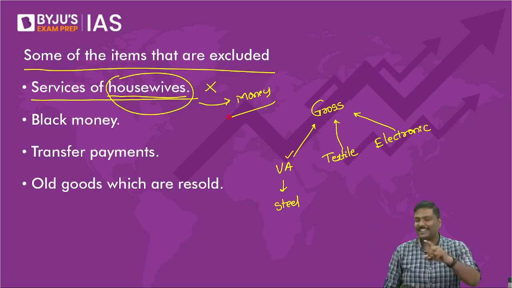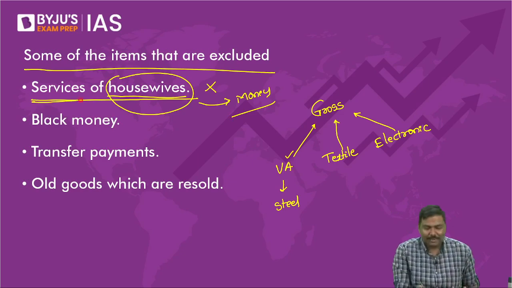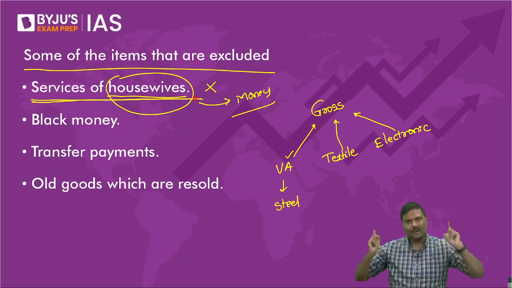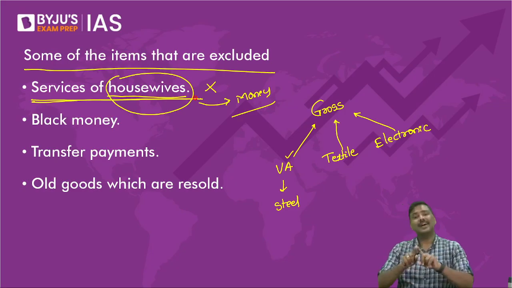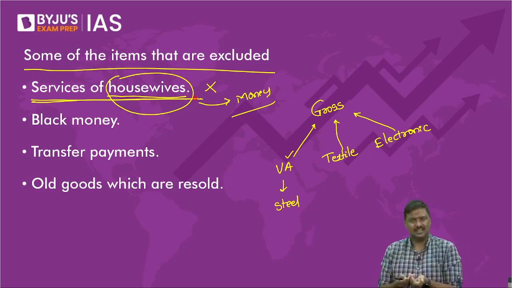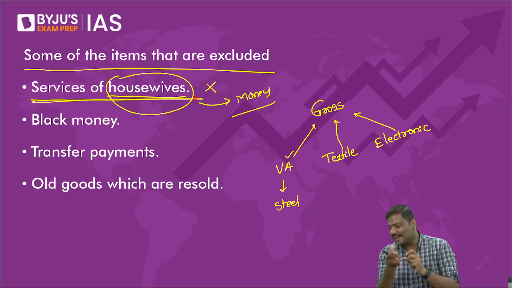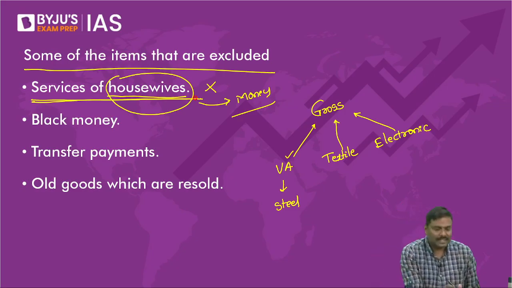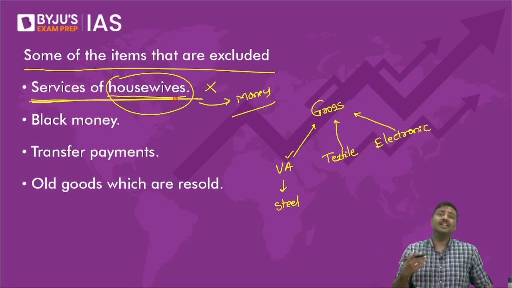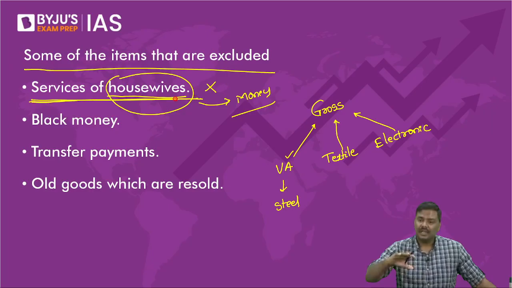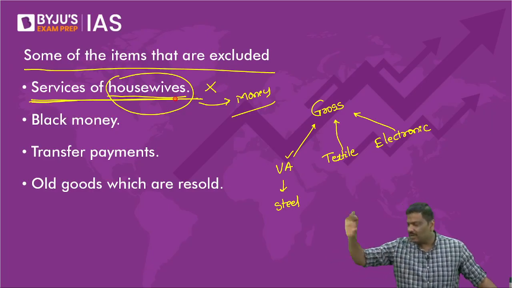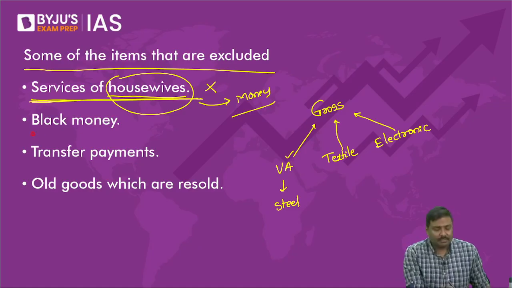So have a look at this. The argument is simple. A lot of people in the houses will provide services. But are we paying money for it? Are we fixing a market price for it? No. So that's the reason services which are generally provided by the housewives are not accounted in the calculation of GDP. Next one, black money.